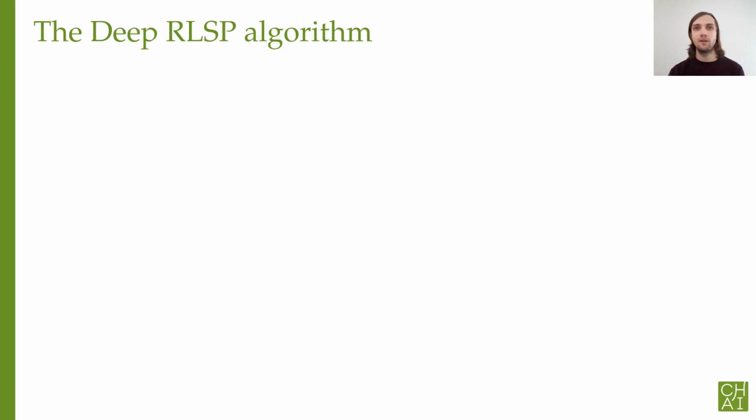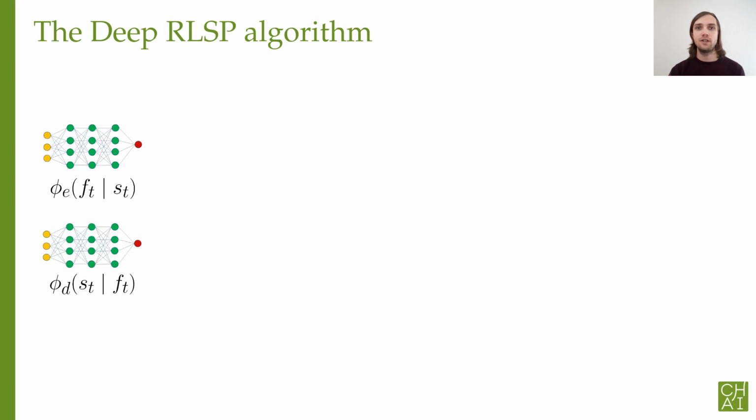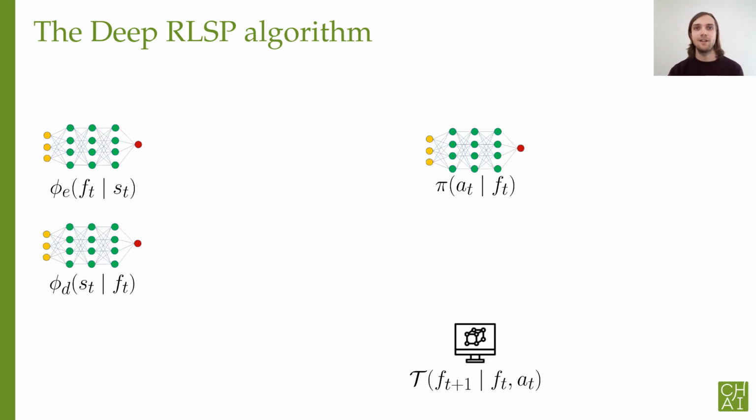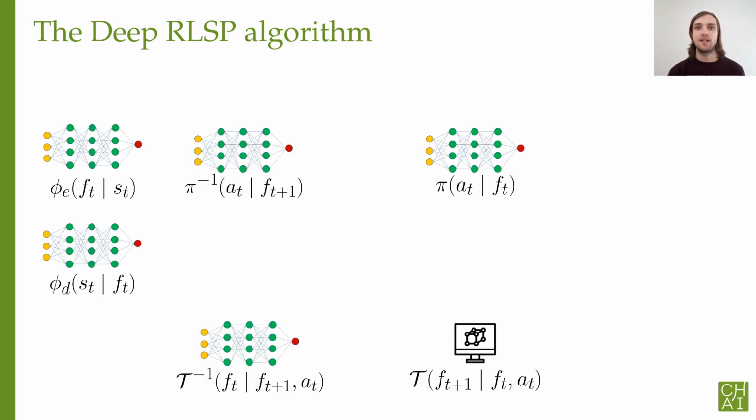So let's take a look at the models we need to be able to compute this gradient. We need a feature encoder and decoder to learn the feature function. We need a policy and an environment simulator to sample forward trajectories. And we need an inverse policy and inverse dynamics model to simulate backward trajectories. Ultimately, we will use all of these models to update our reward.